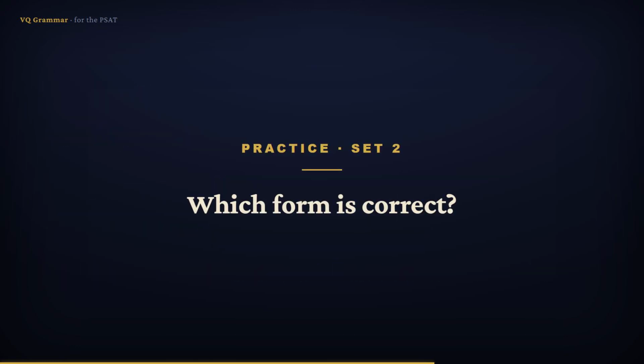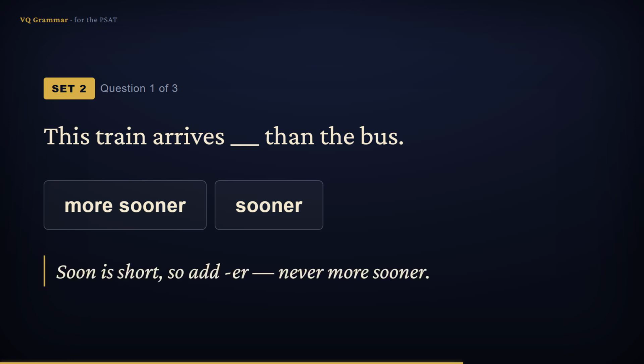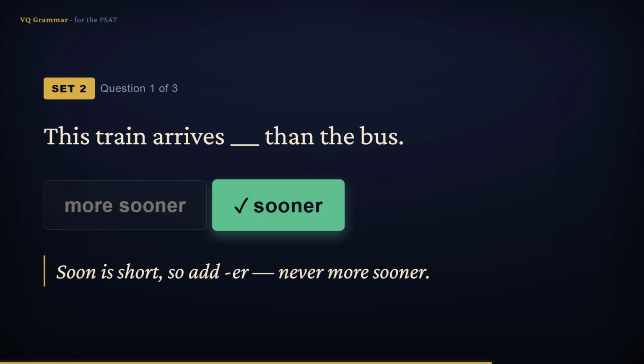3 more. This time, watch the form itself. Avoid doubling up, like more faster, and remember the irregular ones. Pause and try each one. This train arrives blank than the bus. Than tells us 2 things, so the comparative. But which form? Soon is a short adverb, so it takes the ending er, sooner, not more sooner. Never stack them. So the answer is sooner.